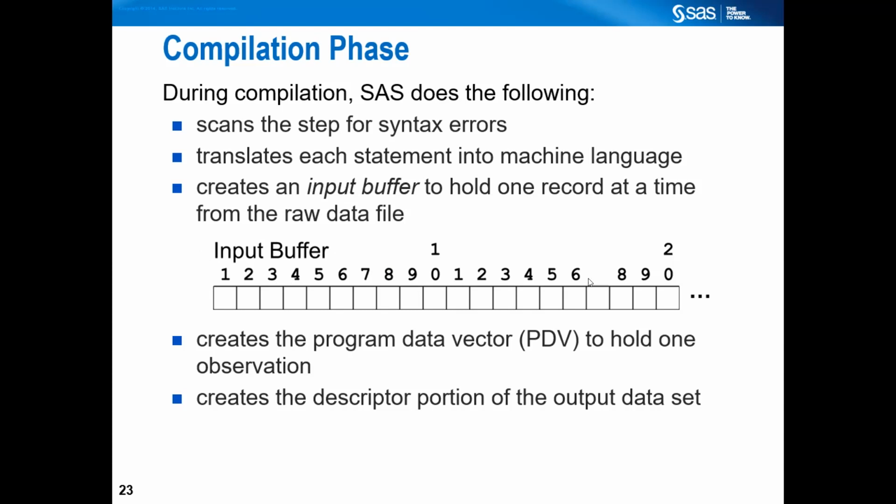And it will also have a logical ruler where it will be able to count the columns. So this is how the input buffer is created. All good? So the input buffer is an area in the memory where SAS holds the records. And from these records, it will convert them into SAS observations in the PDV. So a PDV, that is the program data vector, is created as per the instructions of the input statement. And then it creates the descriptor portion of your output data set. All good? Followed? Just read this slide once.